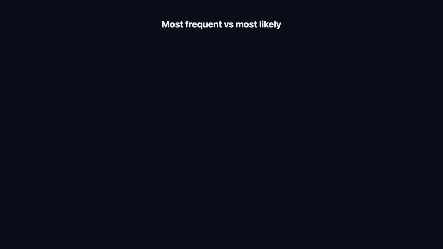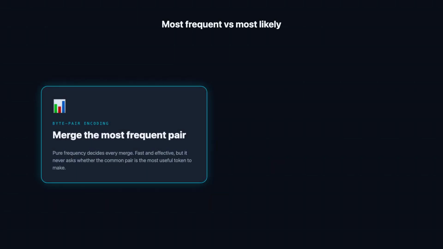So the sharpest way to see WordPiece is right next to its close cousin. The older method keeps it blunt and simple. At every step, it merges whichever adjacent pair shows up most often across the corpus. Pure frequency decides everything, which is genuinely fast and effective, but it never once asks whether that common pair is actually the most useful token to create.